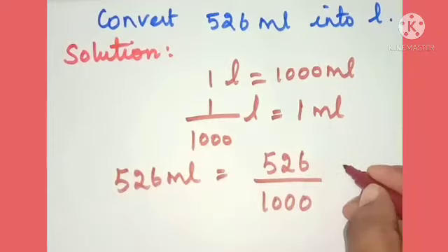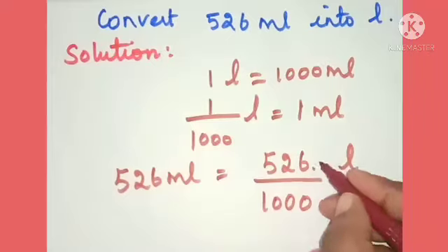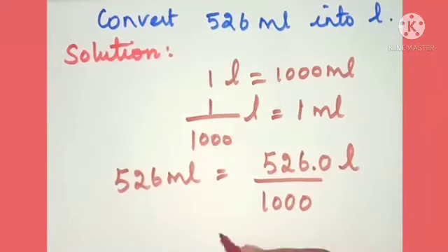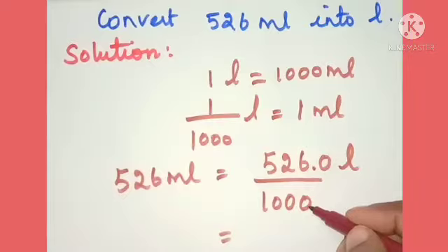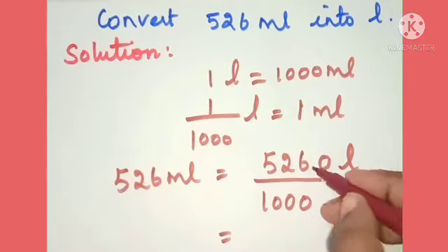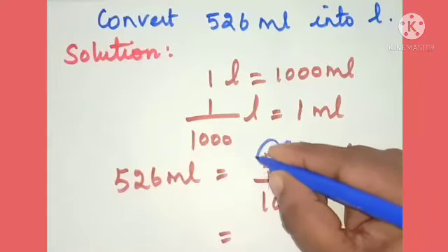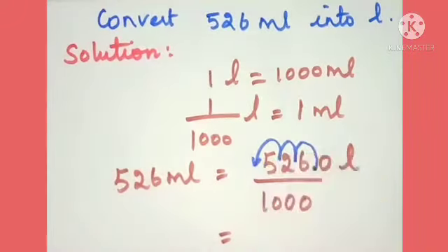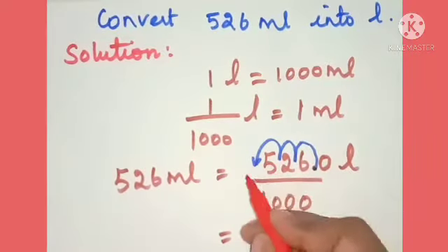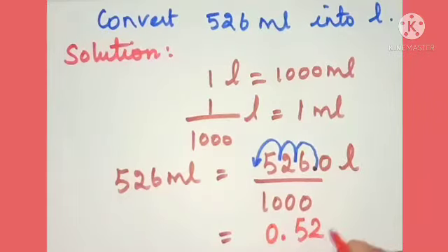So here milliliter becomes liter. Here for our convenience put a point. Here in the denominator there are 3 zeros. So you need to place the decimal point before 3 digits. 1, 2, 3. Therefore, the decimal point will be before 5. That is 0.526 liters.